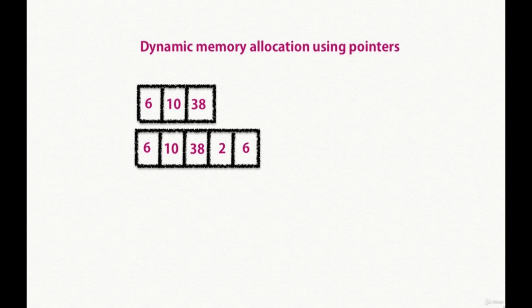In arrays, we have to tell the size of the array beforehand, but by using dynamic memory allocation with pointers, we do not have to do that. We can tell the size at runtime when our program is running. So if we have 3 values, we will allocate 3 slots only, and if we have 5 values, we will allocate 5 slots only in our memory. So our memory will not be wasted.